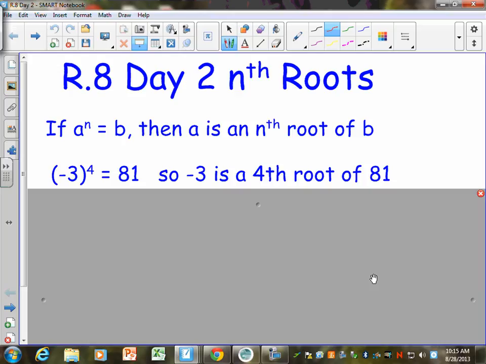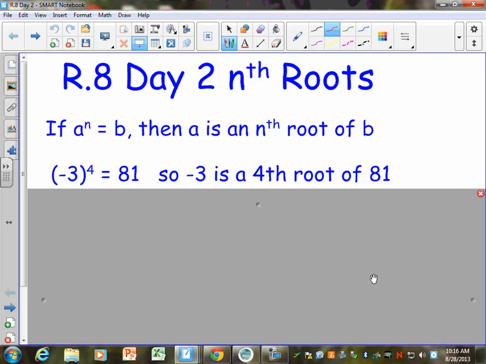But it says if a to the n equals b, then a is an nth root of b. And we spend a lot of time talking about square roots, and you don't usually do much else besides square roots until you get into Algebra 2. But you can take any root, right? So I wrote a couple examples here just to give you the lingo.